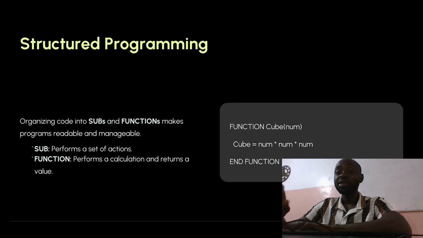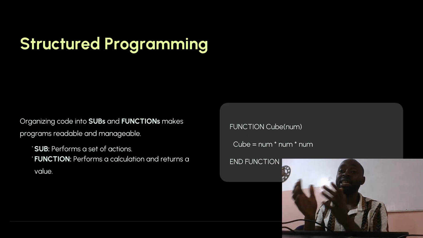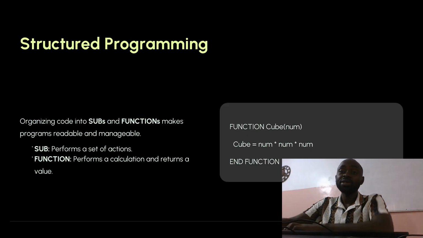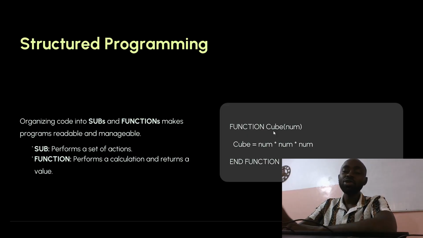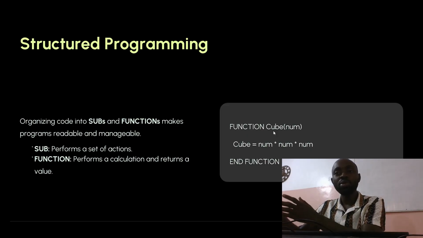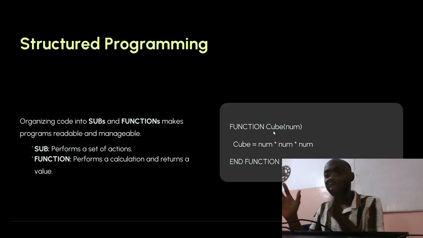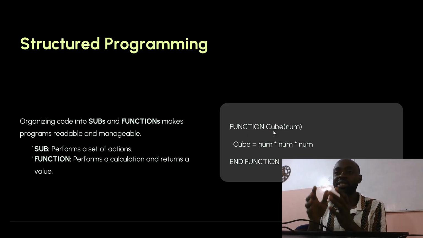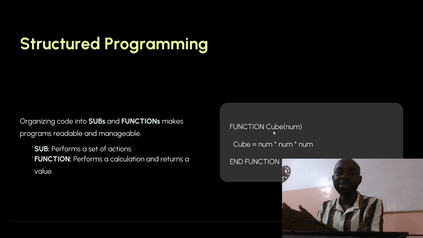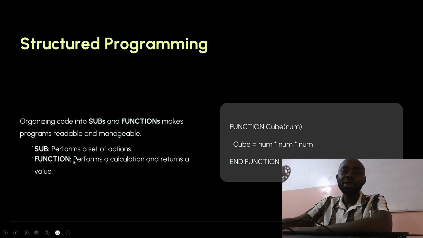Now what we want to do is write some lines of code and name it, a group of code named for a specific function. If you look at the example here, function cube, what does it mean? It means this function finds the cube, the multiplication of numbers, and that is what it does. So this is a function declaration that does a specific task. Functions perform a calculation and return a value, and a sub also performs a set of actions. Let's take note of that.